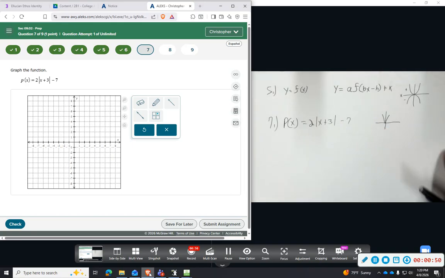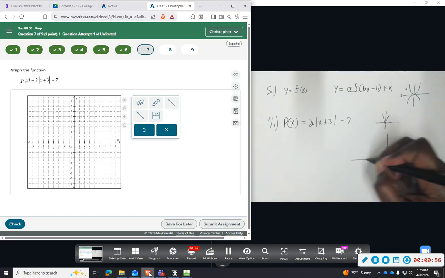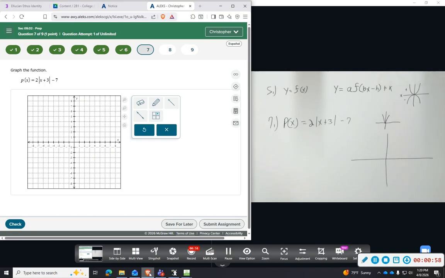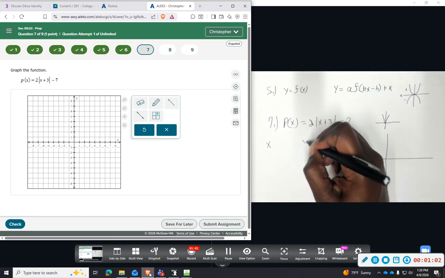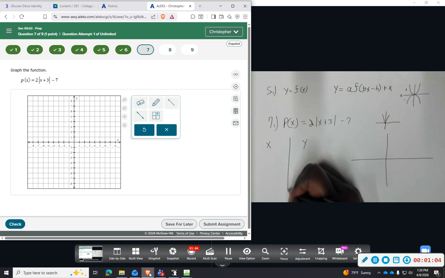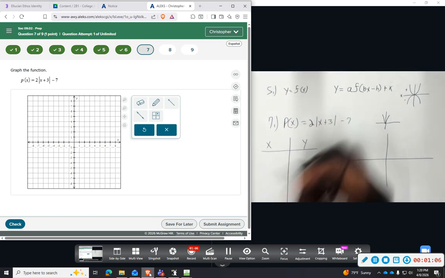So I'm going to make a table of points. We're going to plot a few points, and then we'll connect and draw the lines. And I'll do it by hand and do it on the system. So we're going to pick some x values, and we're going to pick some y values. Normally I would pick a couple of positive and a couple of negative.